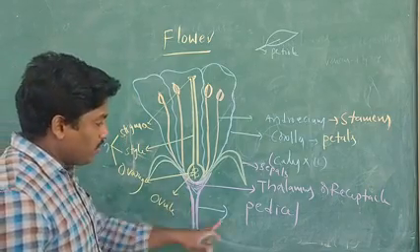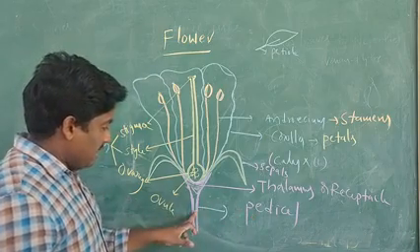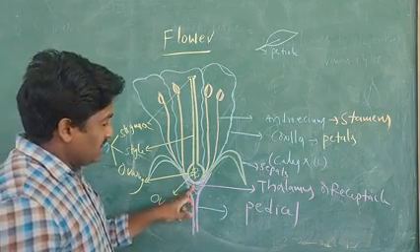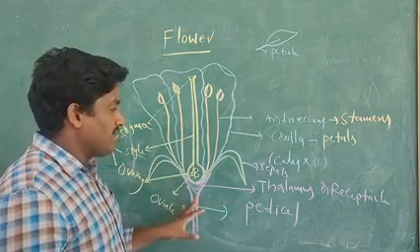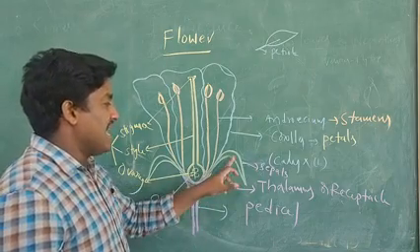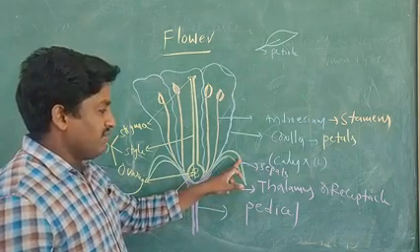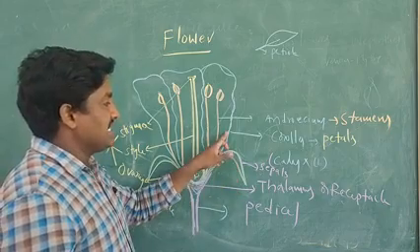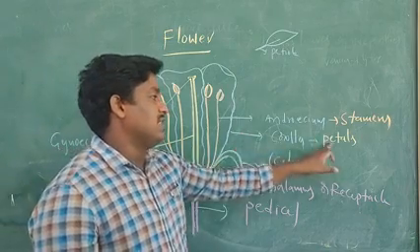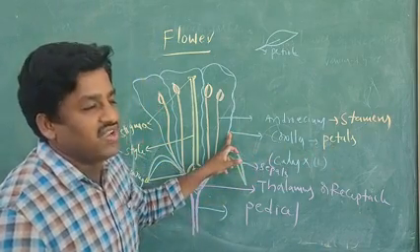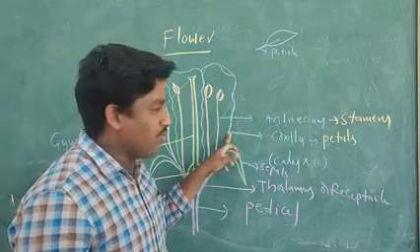The stalk of the flower we call the pedicel, and at the tip of the pedicel, the swollen portion is called the thalamus. The flower consists of 4 parts, 4 circles. First one, calyx, the outer circle, consisting of sepals. Second circle is the corolla, producing petals. These petals are different in colors, so they attract insects for pollination.